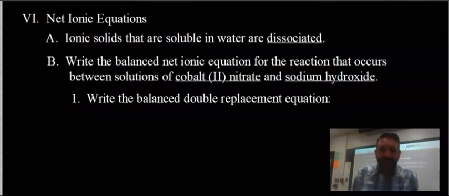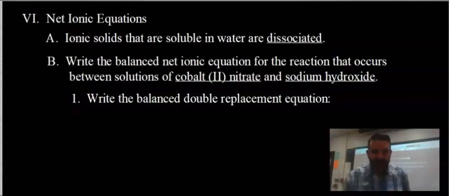So again, it says ionic solids that are soluble in water are dissociated. So when we write ionic equations, and I'll show you examples in a bit, when you write an ionic equation and a net ionic equation for a reaction, anything that is an aqueous ionic compound will be shown dissociated instead of together. So let's say you had aqueous sodium chloride. In your ionic equation, you're not going to write NaCl, you're going to write Na+ and Cl- separate from each other. So all aqueous ionic compounds are shown dissociated in ionic and net ionic equations.